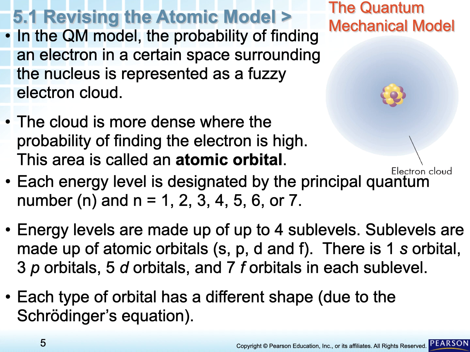He also said that there are 7 principal quantum numbers, 1 through 7. And he said the energy levels are made up of up to 4 sublevels. The sublevels are s, p, d, and f. There's 1 s orbital in the s sublevel, there's 3 p orbitals, there are 5 d orbitals, and there are 7 f orbitals in each sublevel that contains them. Each type of orbital has a different shape due to Schrödinger's equation.